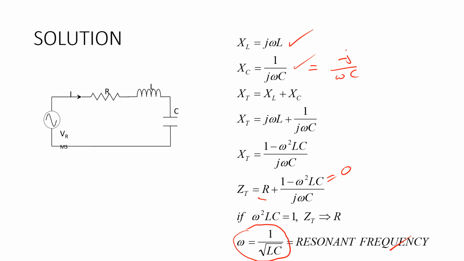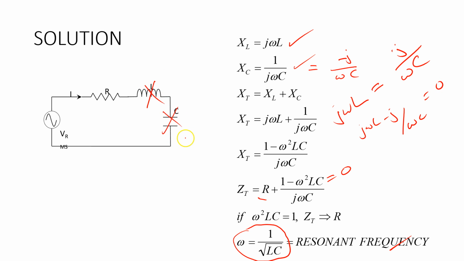And what that means is that j omega L, which is your inductive reactance, is equal to, sorry, it will be equal to j on omega C. So in other words, when we add these two together, j omega L minus j on omega C, that will be equal to 0. So the inductive reactance cancels the capacitive reactance and makes them seem like a short circuit.